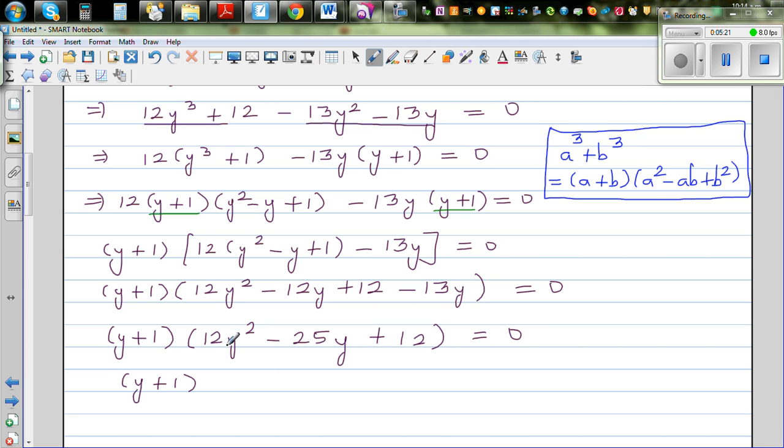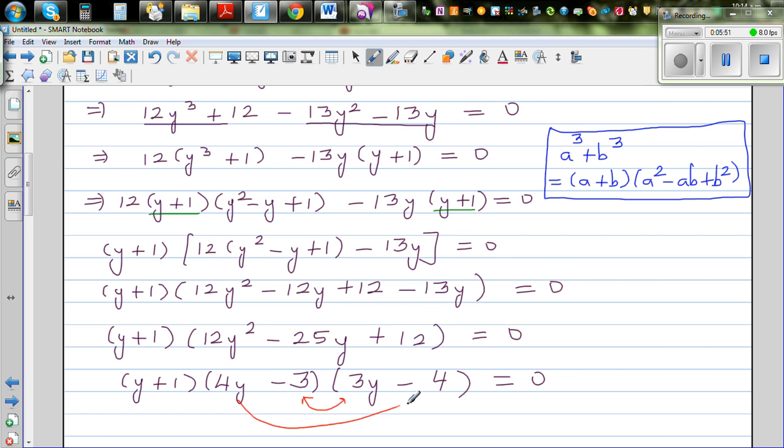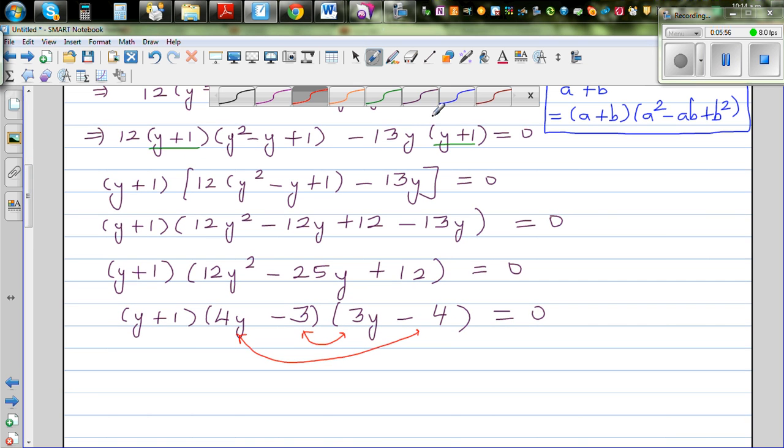Here you can use different methods. I want 12y squared, so I'll start with 3y and 4y in two brackets. This is one possibility. I want minus 25y here and also a plus 12, so I'm going to put minus 4 here and minus 3. Does it work? Yes. This is minus 9y and this is minus 16y, which does give you minus 25y. So now solving this, you have three solutions.